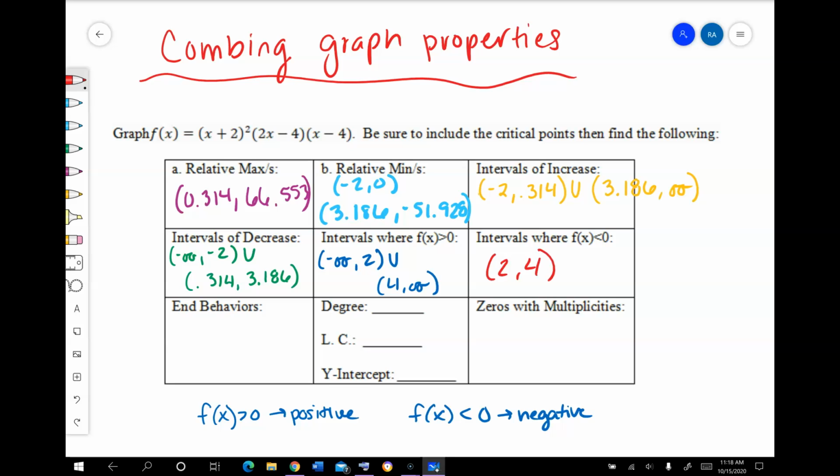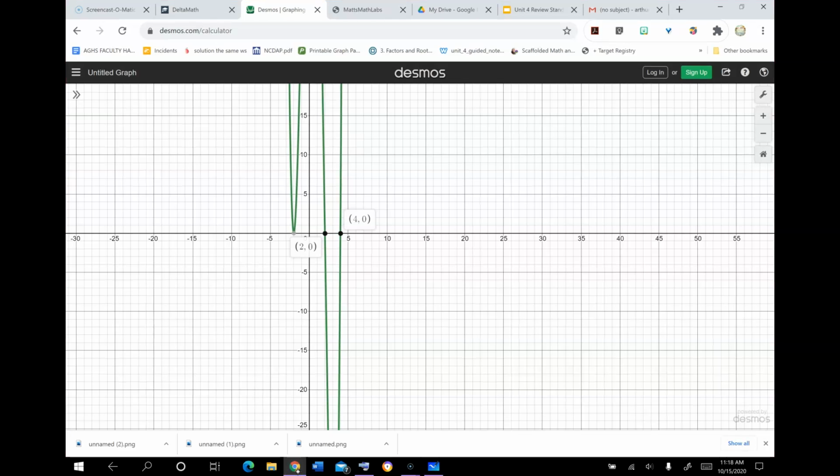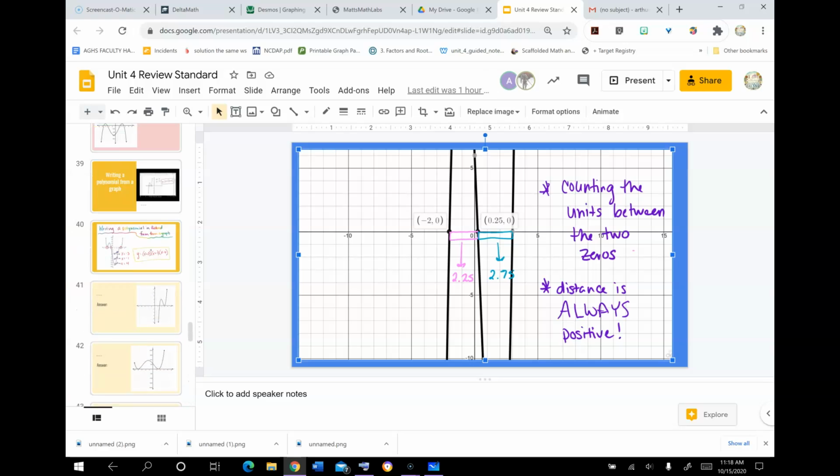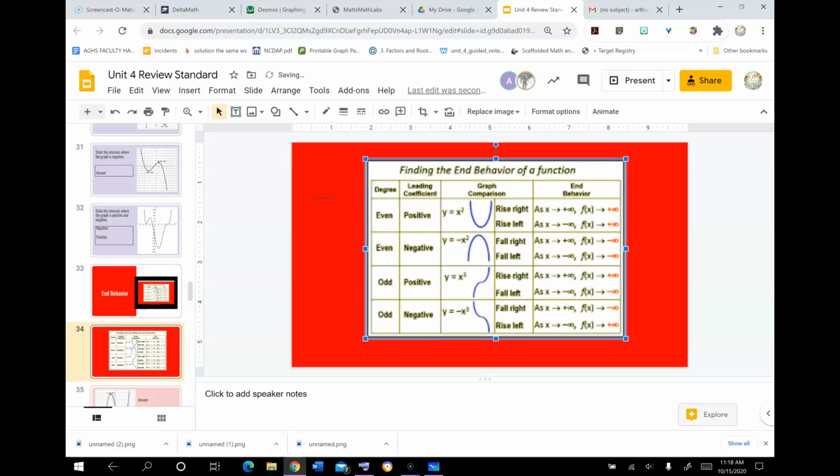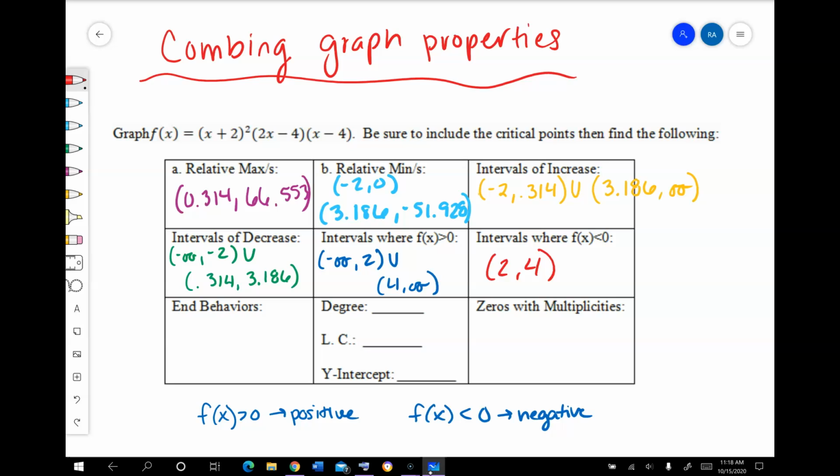Okay? Next is end behavior, and that chart is on the review. If you scroll, I put the chart here. I would look at the degree and the leading coefficient to see what it is. Your degree is your tiny exponents added together. These all have 1, so my degree here is 2 plus 1 plus 1, which is 4. So my degree is 4.